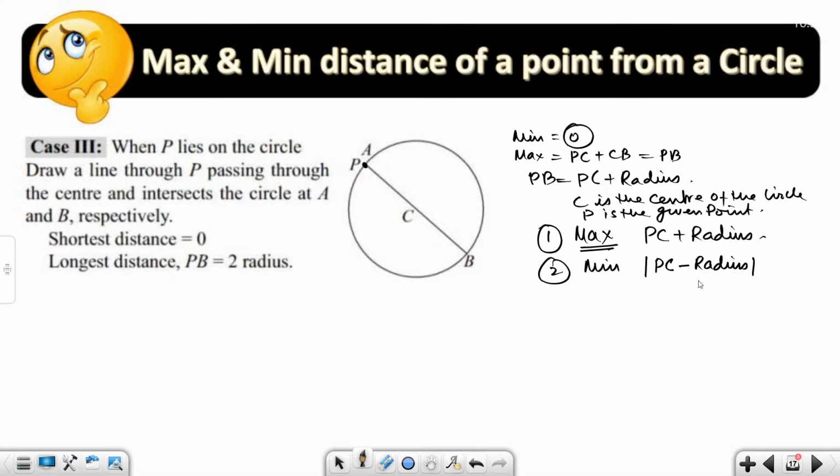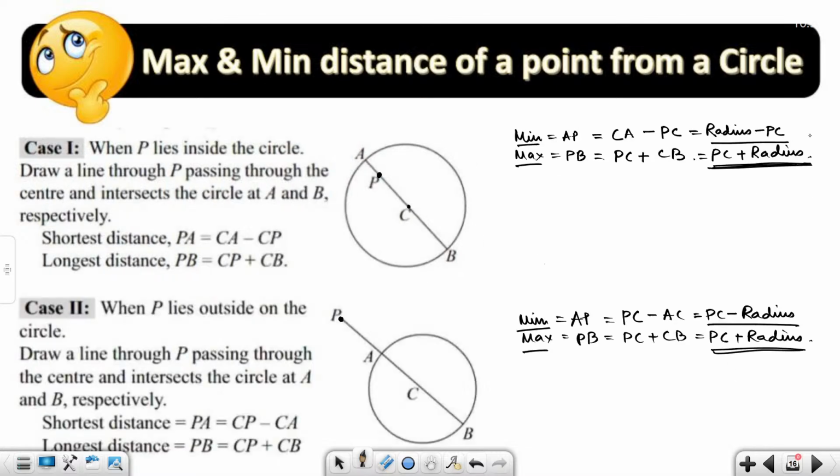So either this value will be negative or positive. PC minus radius, in this case we are getting a negative value. No problem. The distance will always be positive. Getting my point? The minimum distance will always be positive. Whether it is radius minus PC or PC minus radius, doesn't matter. You have to take the modulus sign because distance cannot be negative.